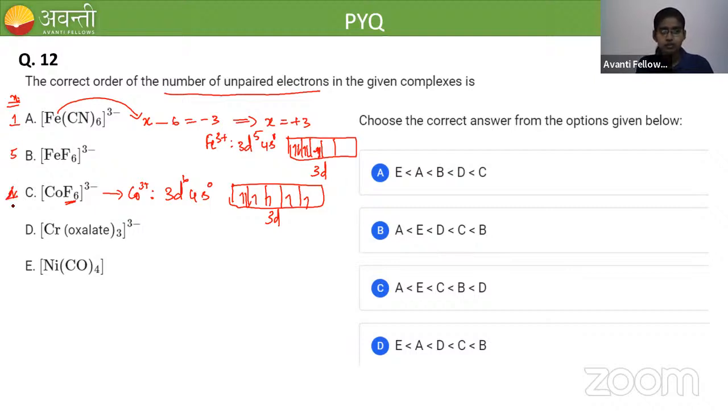Coming to the next, oxalate, you can see that chromium is in +3 oxidation state. The configuration for chromium 3 plus is 3d3 and 4s0. So how many unpaired electrons do I have? Oxalate is a weak field ligand, so I have 3 unpaired electrons. So the answer is 3.